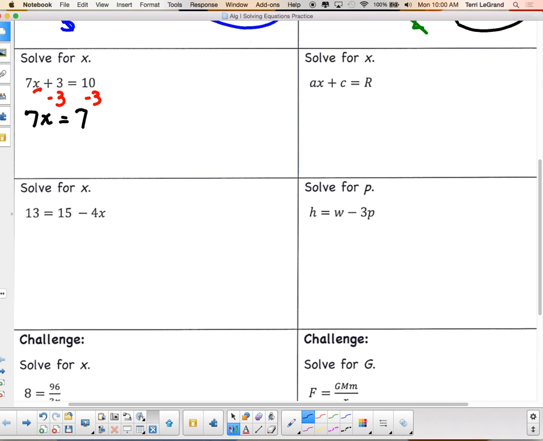We're just going to learn how to say it right. 7x divided by 7, and 7 divided by 7? 1. X equals 1.